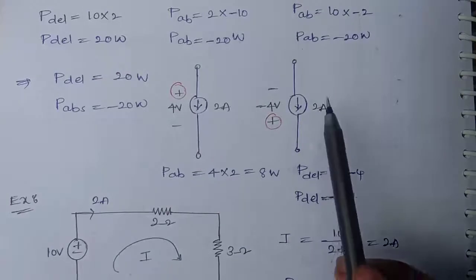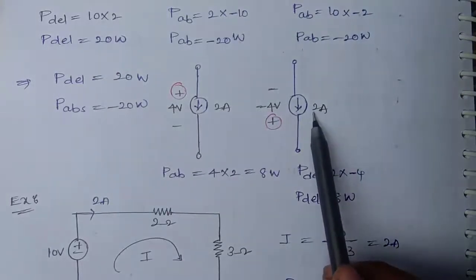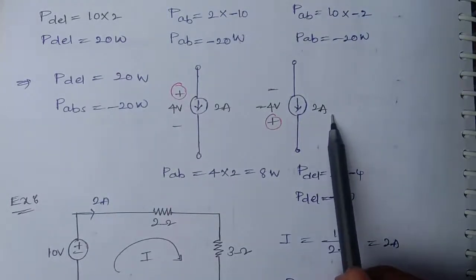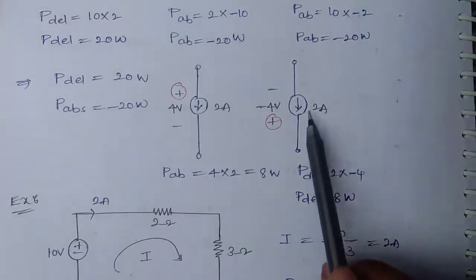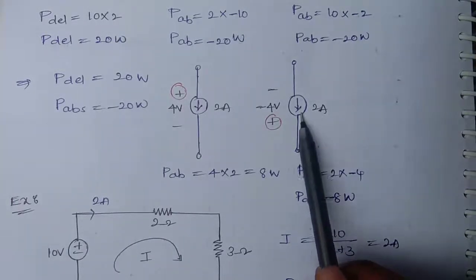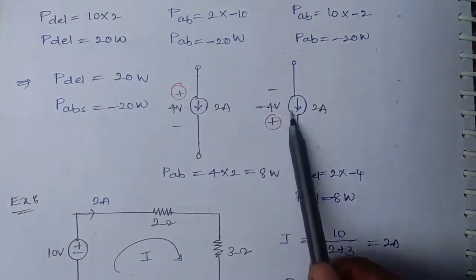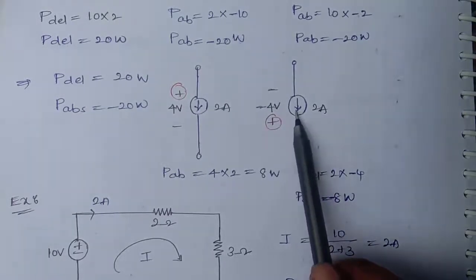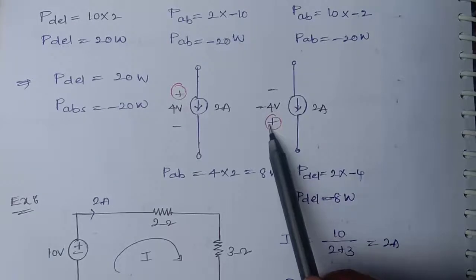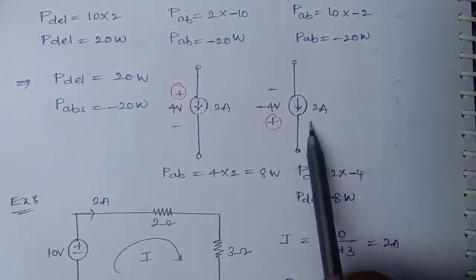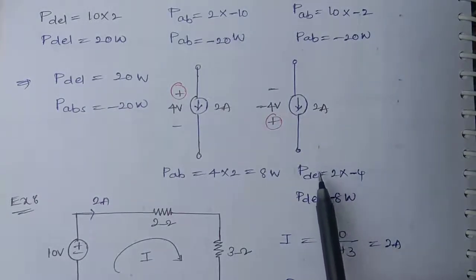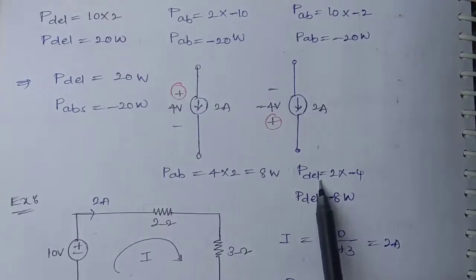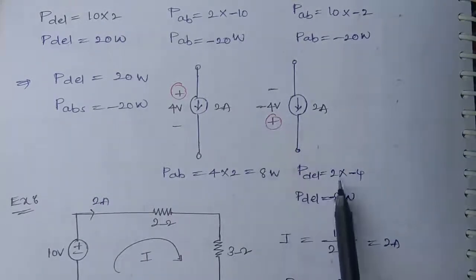Okay, now here you can see that we are having a 2 ampere current source, and voltage across this current source is minus 4 volts, and this current is leaving from the positive terminal. That means this power is referred as negative deliver power. Okay, P deliver is equal to this 2 into minus 4, that will become minus 8 watts.